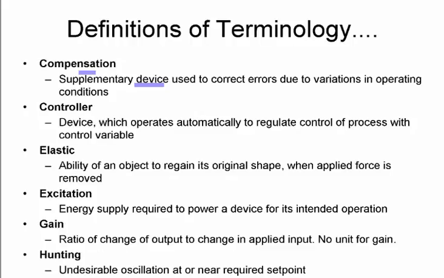Controller is what will regulate the control of the process with the control variable. Elastic, that's the ability of the object to regain the original shape. Excitation is the energy supplied required to power a device for intended operation. Gain is the change of output to change in applied input.